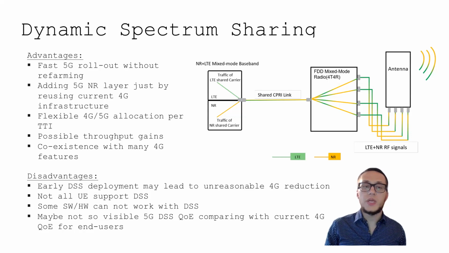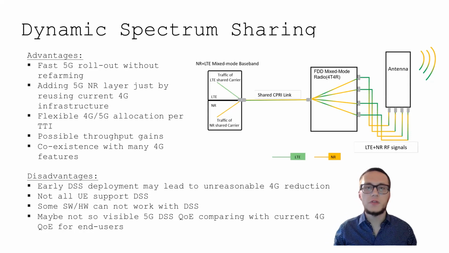Also, DSS may give us flexible 5G, 4G resource allocation, possible throughput gains. This is of course debatable. It depends on multiple things. It depends on vendor implementation, how well your network works, user allocation, and so on and so on. But in theory, there is a possibility to get throughput gains. And of course, such technology right now in 2022 has coexistence with many 4G technologies.